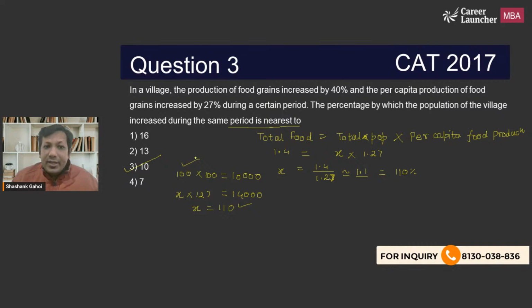So what is the percentage change or percentage increase we are looking for? That is a 10% increase. So you can take either this approach or you can take this approach. Both the approaches are fine. Whichever approach clicks first in the exam is anyhow going to be the better approach. Now let's move on to the next question.